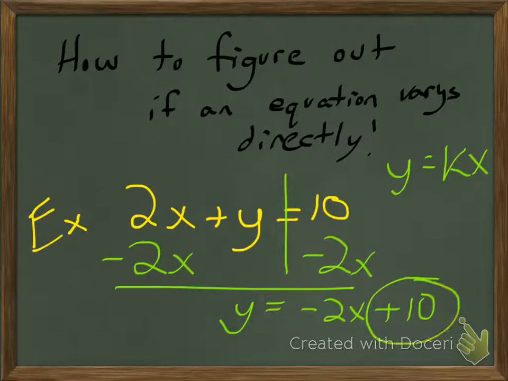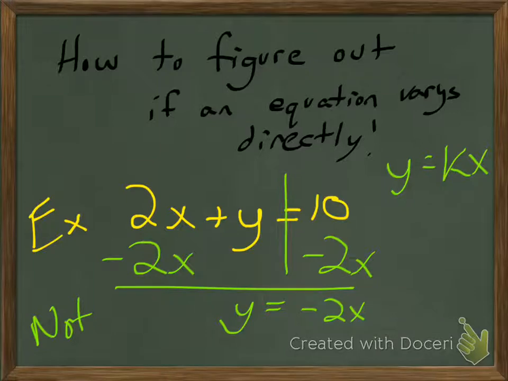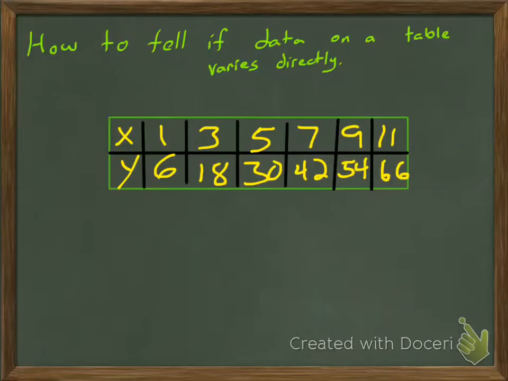Because of this plus 10, that means it's not direct variation, because it has that plus 10. Now, if it was just that, then it would be. But because it has that plus 10, it's not direct variation.